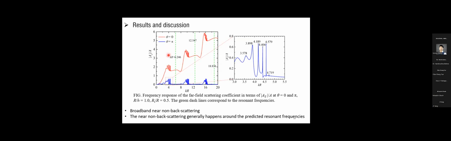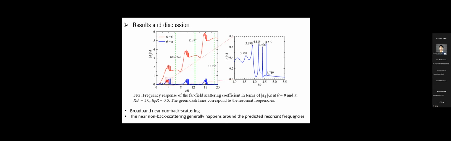So this figure shows the frequency response for the far field scattering coefficient at theta equaling zero and equaling pi. The blue solid curve and the red dashed curve correspond to the back scattering and forward scattering respectively. The green dashed lines correspond to the resonant frequencies. So we demonstrate that there can be hardly any back scattering for a wide range of wave frequencies.